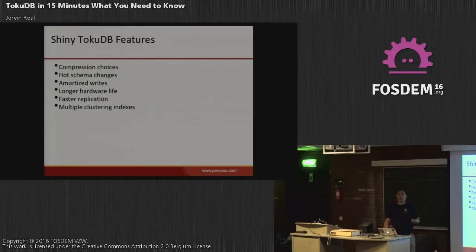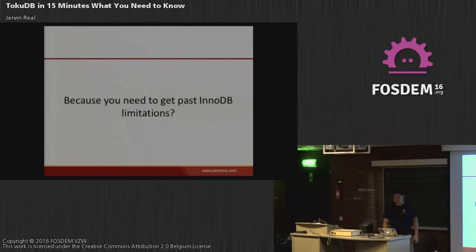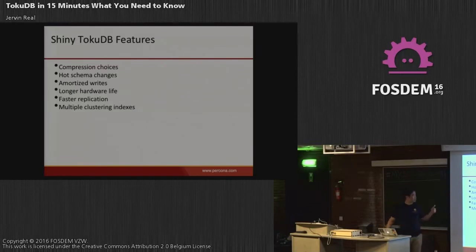I'm not going to talk longer than I can, because all of this is documented. I just want to share what is important when trying to use Tokudb. Oh, sorry: longer hardware life because of the amortized writes. If you're using SSD or flash drives, then because you're saving all of those IOs, you're reducing the wear and tear of your flash hardware.